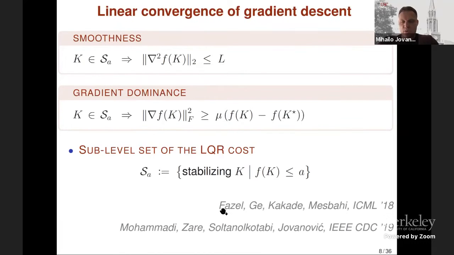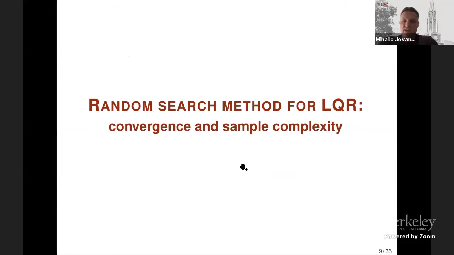And this is exactly what the University of Washington group led by Maryam Fazel and co-workers has done a couple of years ago for the discrete time linear quadratic regulator. And we proved similar properties for the continuous time problem using completely different proof techniques, and that hopefully I'll get a chance to highlight in the second part of my talk. So let me start with the random search method for LQR, and highlight our results regarding convergence and sample complexity.